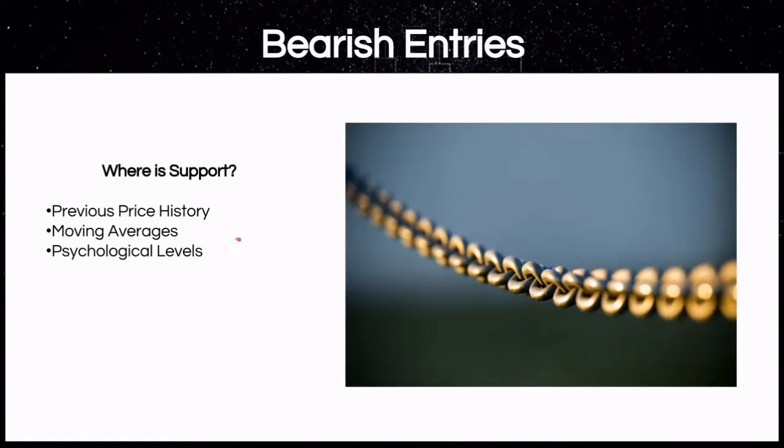Other bearish entries are found when key supports are lost, and we know support levels are previous price history points, moving averages, and psychological levels. And it's the same thing. If we see a key support hold and hold, and then it eventually breaks and the candlestick closes below that support on whatever time frame we're looking at, that is the bearish signal.